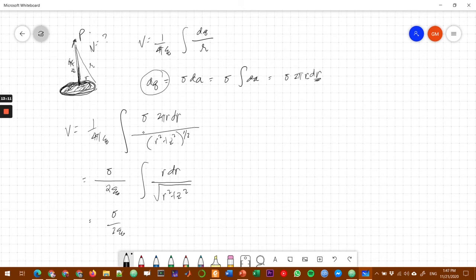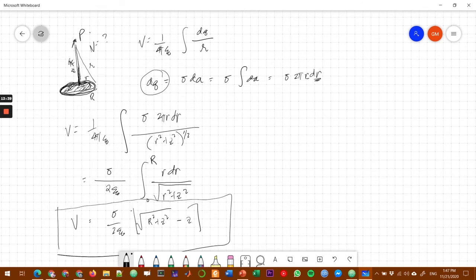So if you evaluate that integral, the limit, since it is r, let's say the radius of this is big R. So from 0 to big R. So we have sigma over 2 epsilon naught times the square root of r squared plus z squared minus z. So that would be the potential for this system.